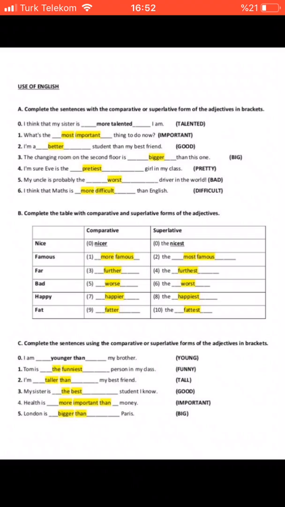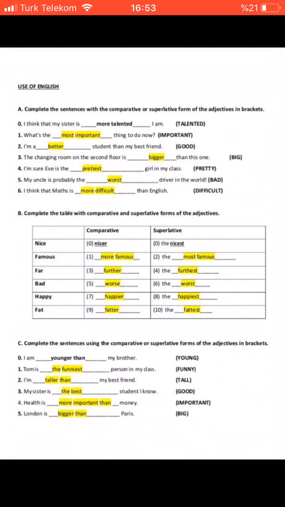Bakalım. Complete the table with comparative and superlative forms of the adjective. Sıfatların comparative ve superlative formlarını hatırlayalım. Nice, nicer, the nicest. Famous, more famous, the most famous. Far, further, the furthest. Bad, worse, the worst. Happy, happier, the happiest. Fat, fatter, the fattest.